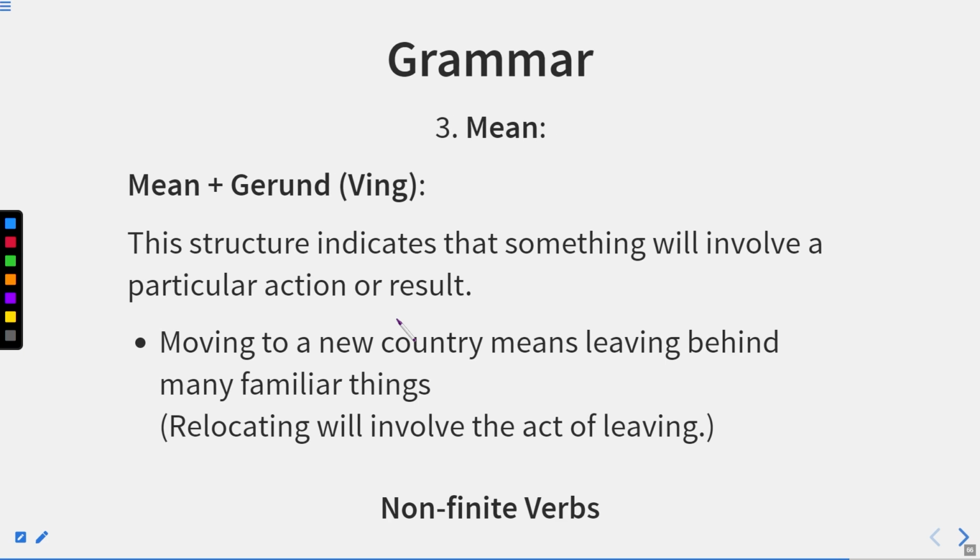We can also say she stopped there to meet her friend. So she stopped, that was an action. For what? To meet her friend. So that is another action. Mean plus gerund indicates that something will involve a particular action or result. Moving to a new country means leaving behind many familiar things.